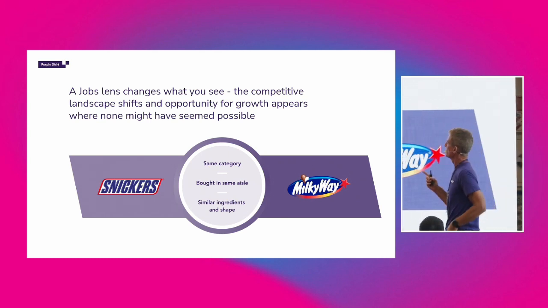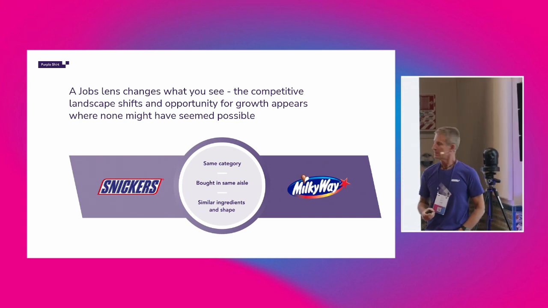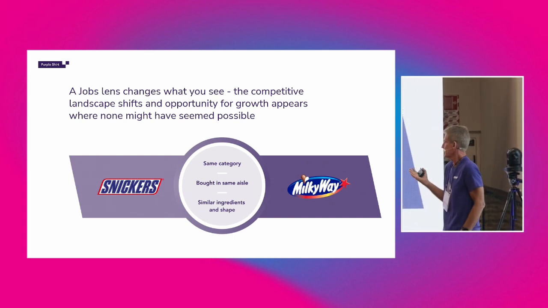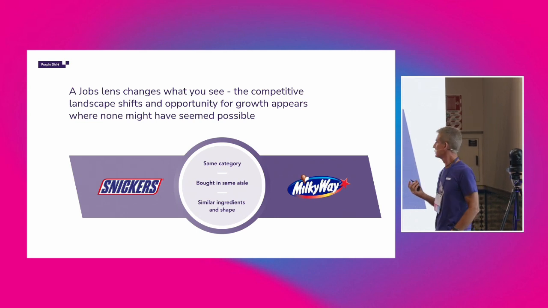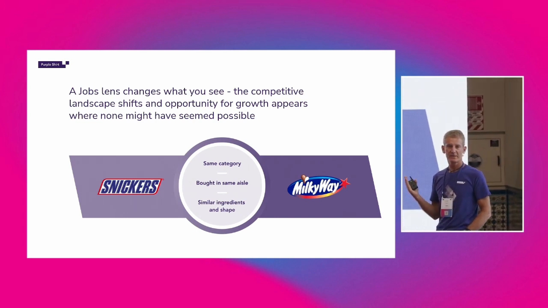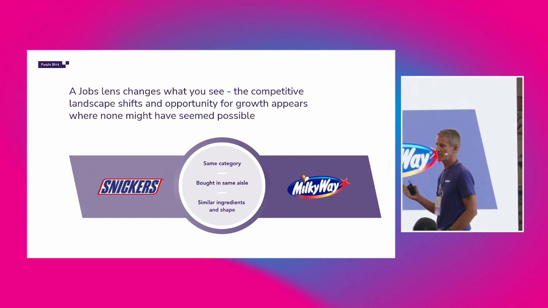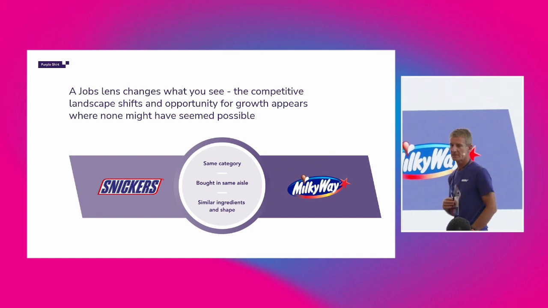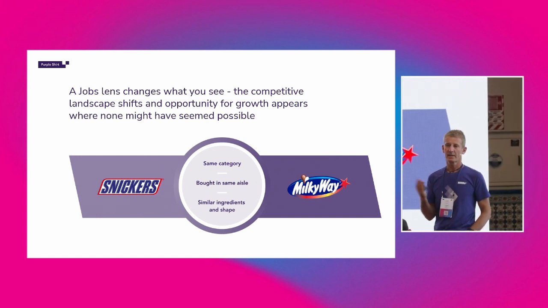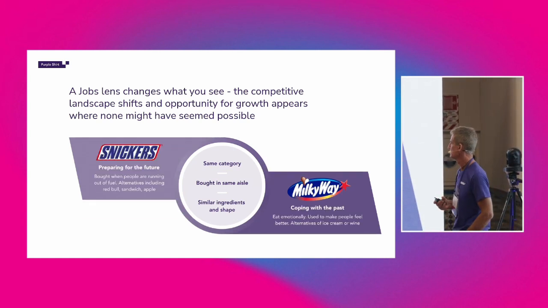So you would have thought that a Snickers and a Milky Way were essentially in the same category, right? They're bought in the same aisle in the supermarket. They've got similar ingredients, similar shape, similar price. So most people, if you ask them about Snickers and Milky Way, would say, surely they're competing with each other, right? They're in the chocolate bar category. When you look at it from a jobs lens, they're not.